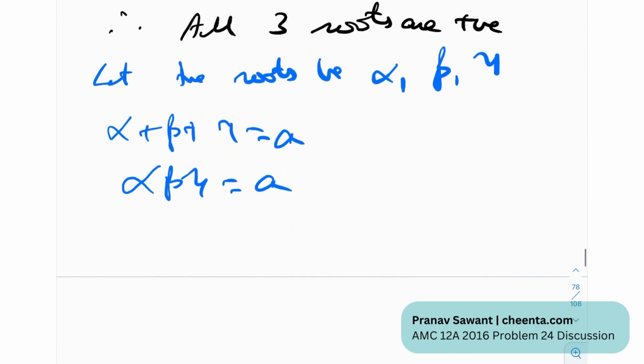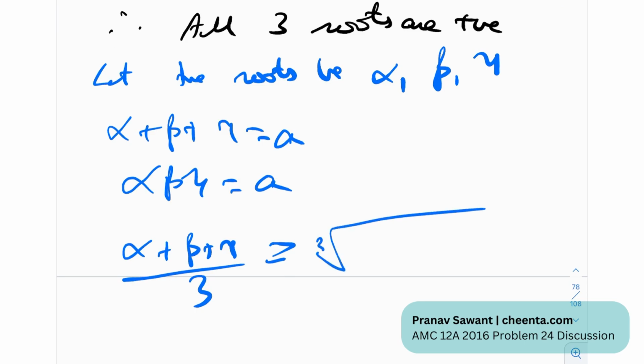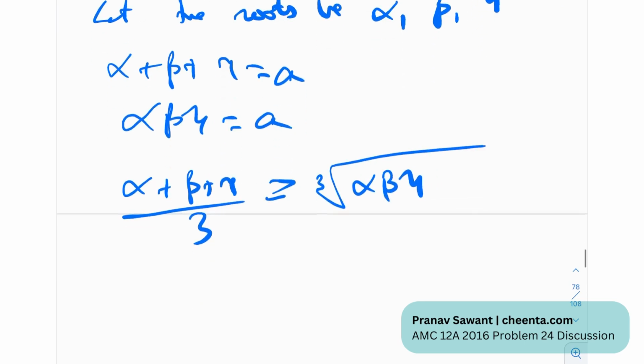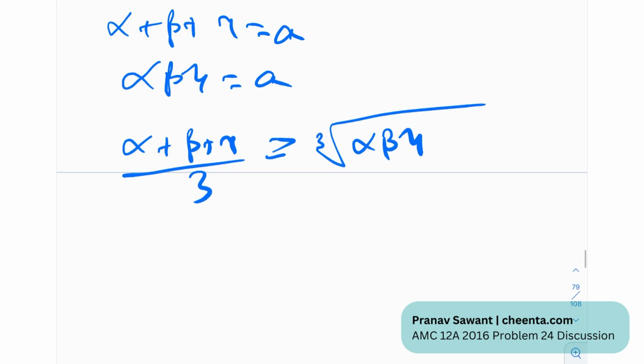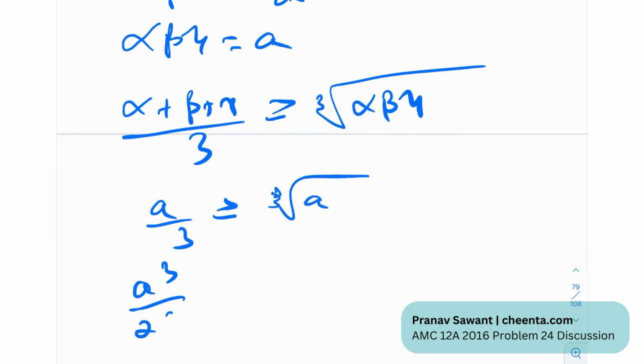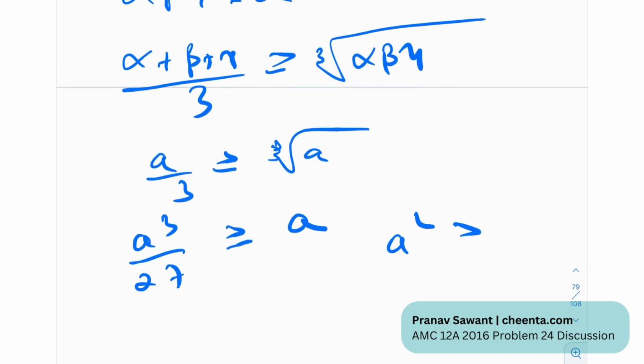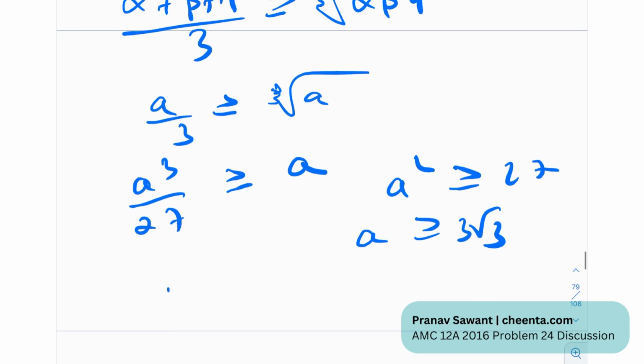Right? Now, essentially, we know that alpha plus beta plus gamma divided by 3 is greater than or equal to the cube root of alpha beta gamma from the AM-GM inequality, of course. And so a by 3 is greater than or equal to the cube root of a. And if I cube both sides, I'll get a cubed by 27 is greater than or equal to a. So a squared is greater than or equal to 27, and a is greater than or equal to 3 root 3. But they have asked for the smallest possible value of a, therefore a minimum is 3 root 3, which is what we had in the question.